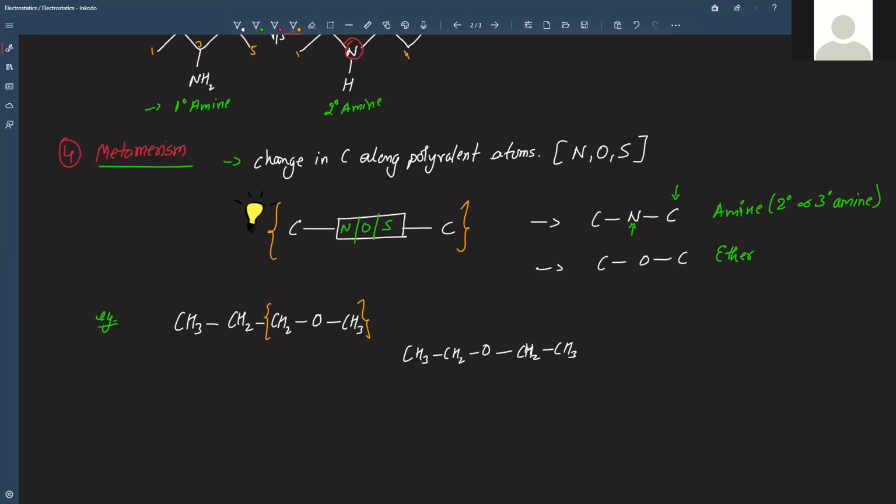There can be other structures as well. What all other structures are possible of the same molecular formula? You may have CH3, then CHO, and this CH will be connected with a CH3, and here you will have a CH3. So all these three, compounds 1, 2 and 3, are having the same molecular formula. And what is that molecular formula?